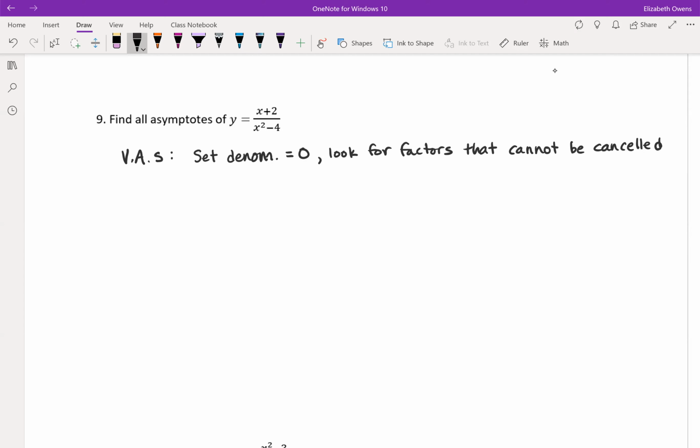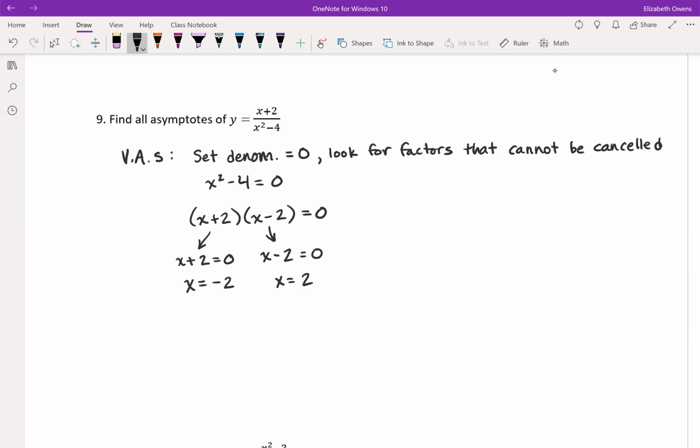because if it can get canceled out, that's just going to be a hole in the graph. Okay, so we're going to take our denominator here, x squared minus 4, set it equal to 0. And to solve that, we will factor. Okay, x plus 2, x minus 2 equals 0. And then you would set each factor equal to 0 to get our results. So we're going to end up with x equals -2 and x equals +2 as potential vertical asymptotes.